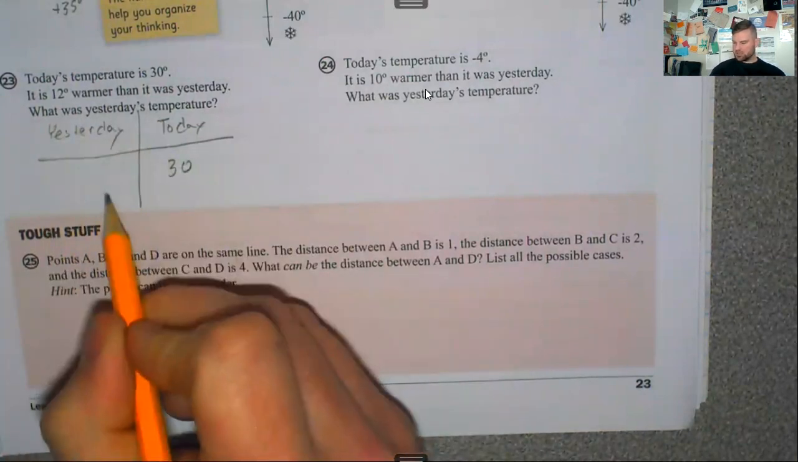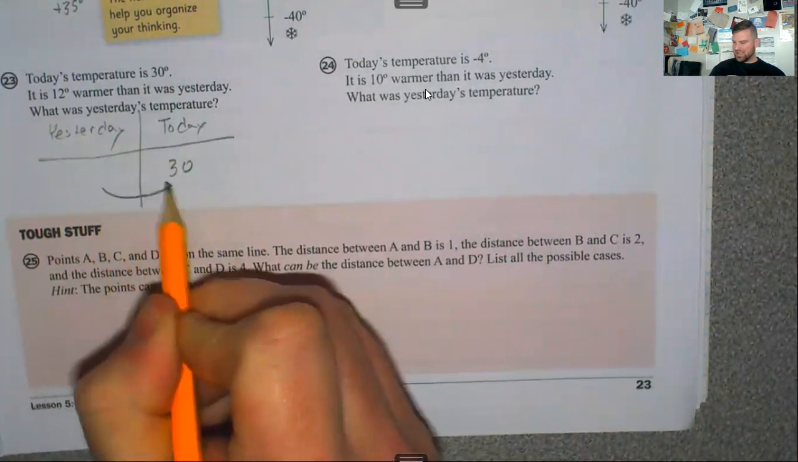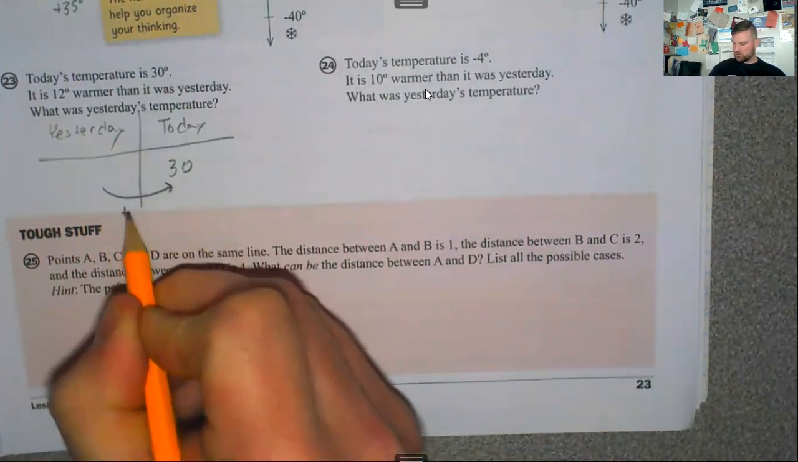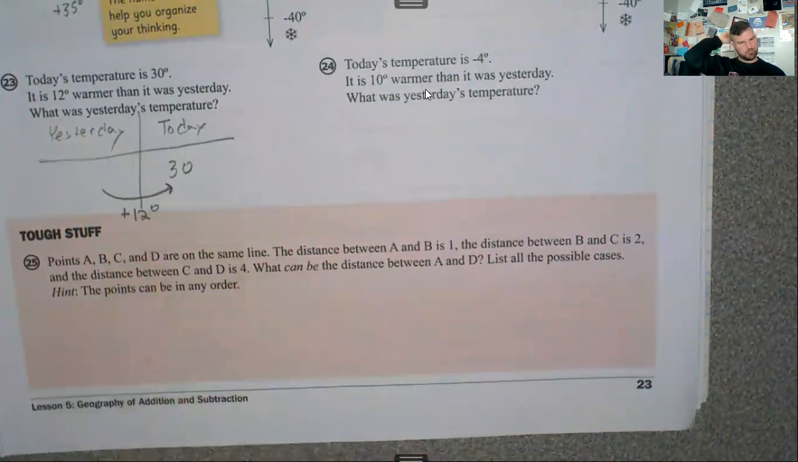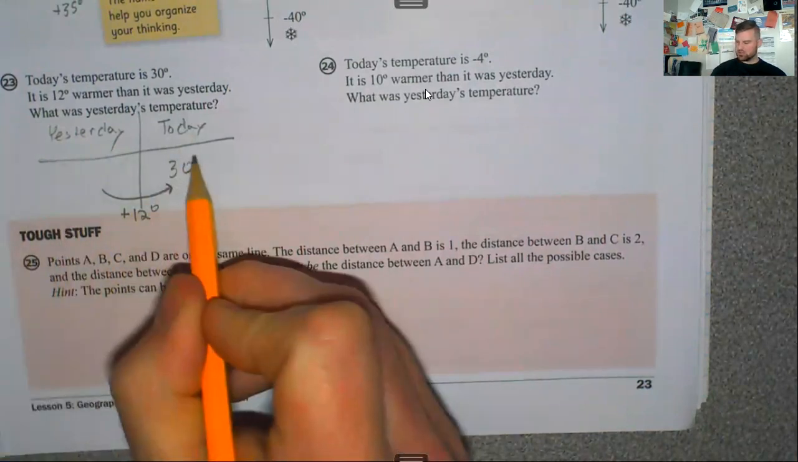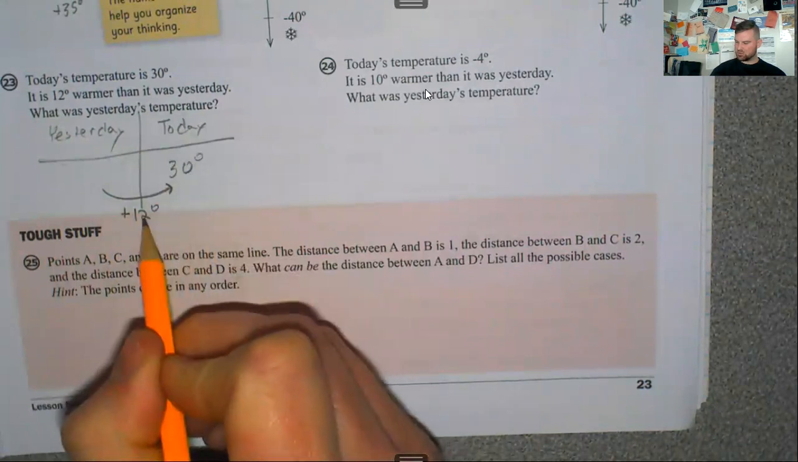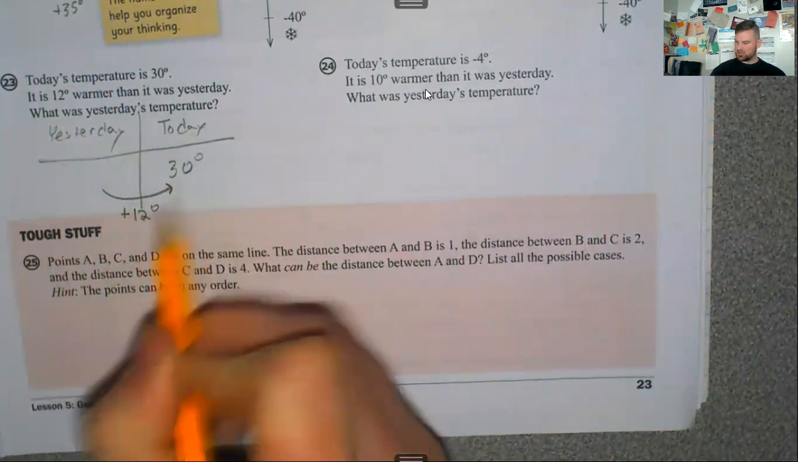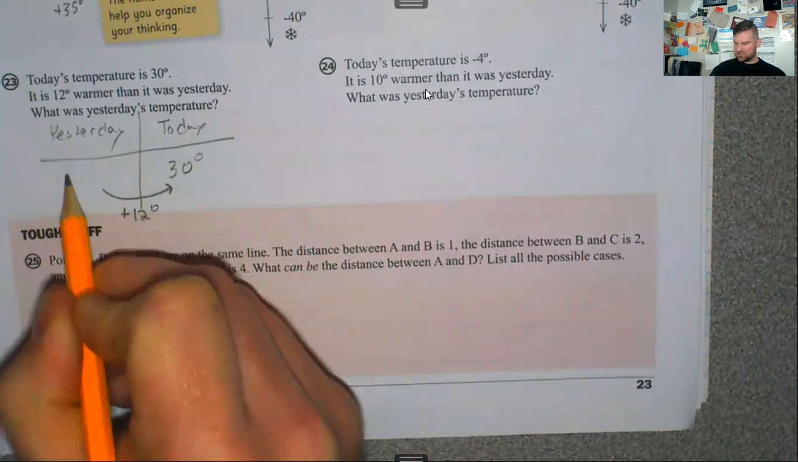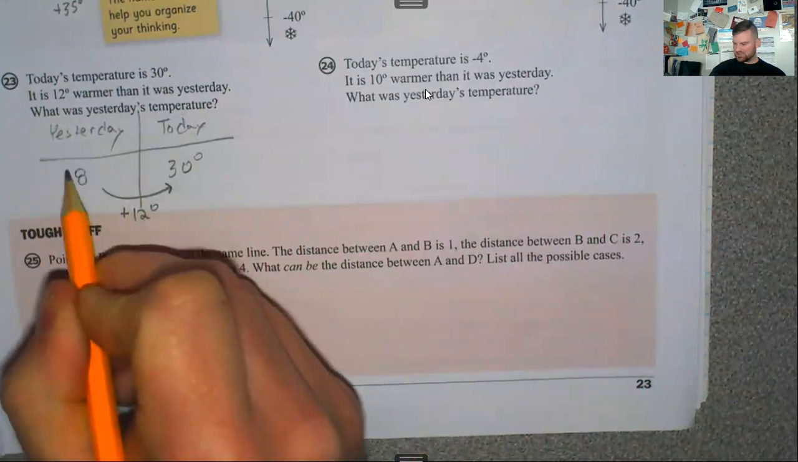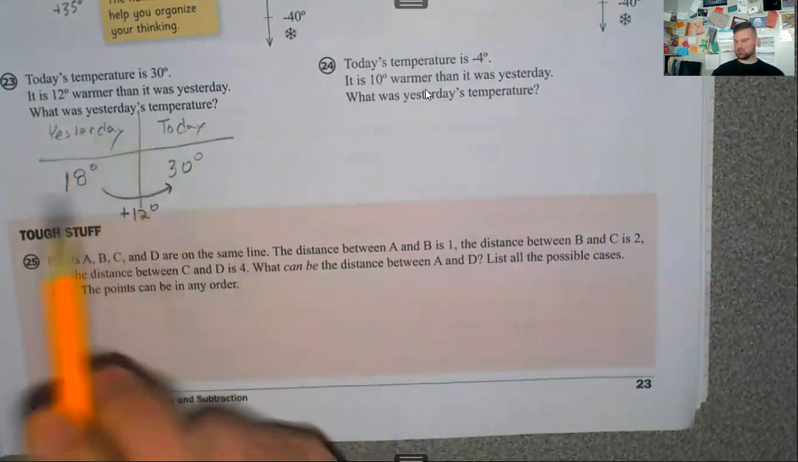So going from yesterday to today, it got plus 12 degrees. Okay, so to find yesterday's temperature, I'm going to take this 30 degrees and subtract 12. So 30 minus 12 is 18 degrees. It was 18 degrees yesterday.